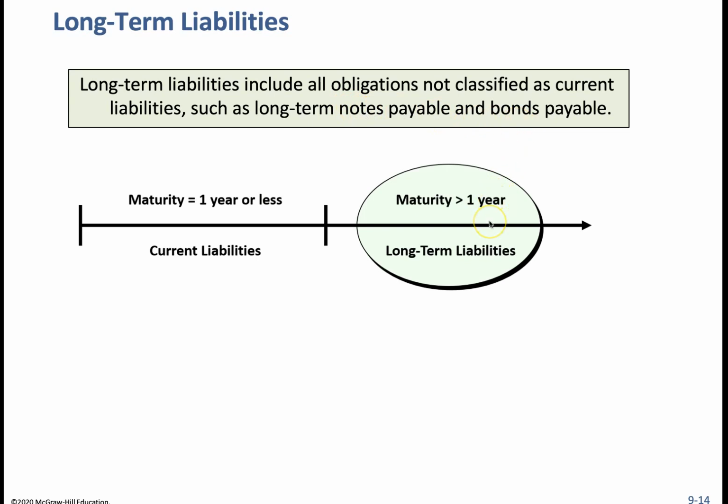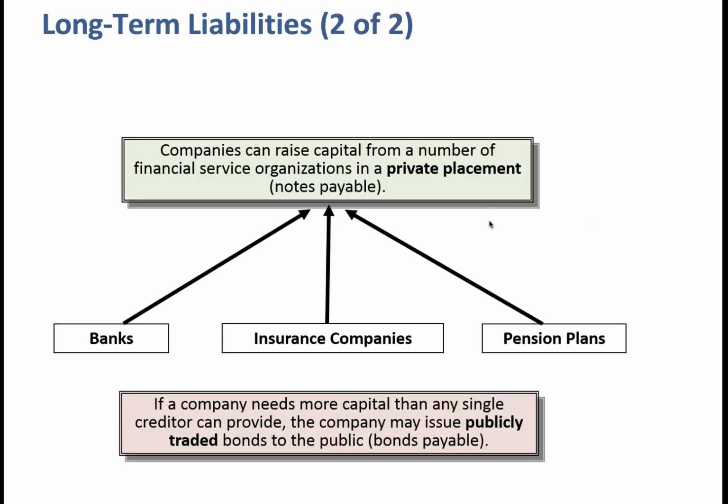So firms can raise money in different ways. In terms of the long-term liabilities, companies could raise capital from financial services organizations in a private placement, which is notes payable, from the banks, the insurance companies, and the pension plans. A company could also raise money from the open markets, which is publicly traded in the market. Those are bonds to the market, or bonds payable. So notes payable and bonds payable are the two major items under long-term liabilities.